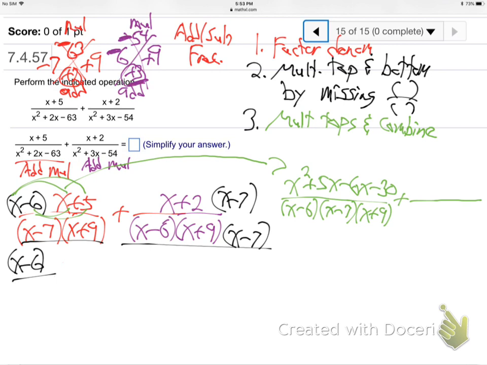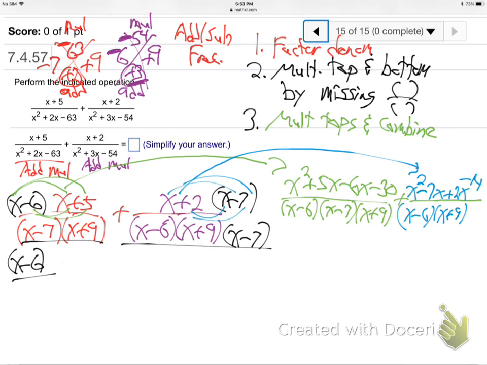and then the other one, this one, I'm going to FOIL him: x squared minus 7x, boom, boom, plus 2x minus 14 over the same three things, x minus 6, x plus 9, x minus 7. Can you see that minus 14 there? So now combine those into one big fraction. It's a big mess, isn't it?